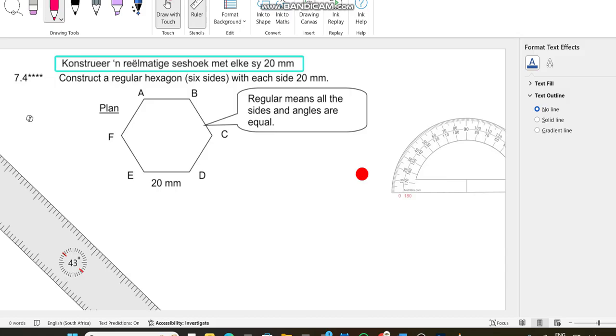So constructing the hexagon with sides of 20 mm each. Now, how would I do this? Because if you just go and draw this, it's eventually going to become an irregular hexagon because you need to make the angles exactly the same.